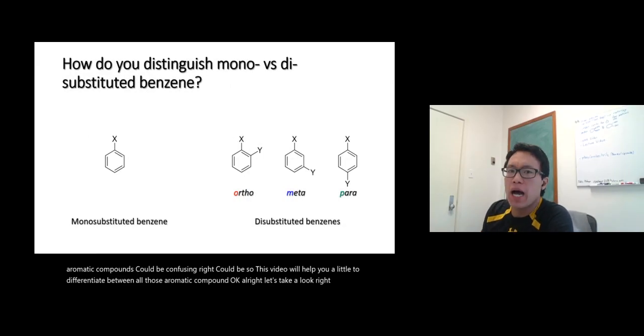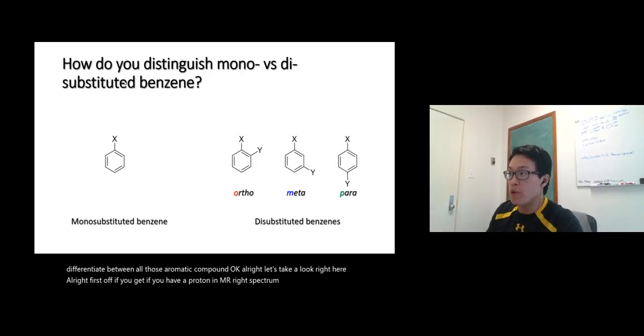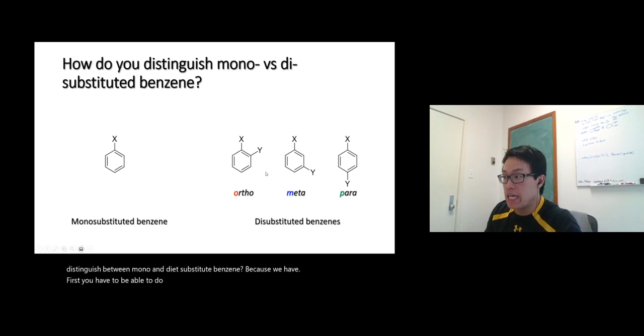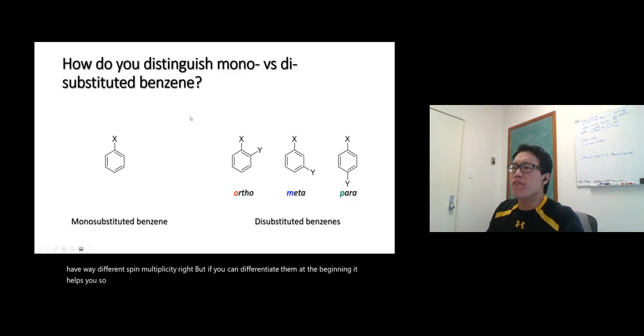First off, if you have a proton NMR spectrum, how could you distinguish between mono and disubstituted benzene? This is the first thing you have to be able to do, because mono and disub benzene have way different spin multiplicity. But if you can differentiate them at the beginning, it helps you so much. So how do you distinguish mono and disubstituted benzene?